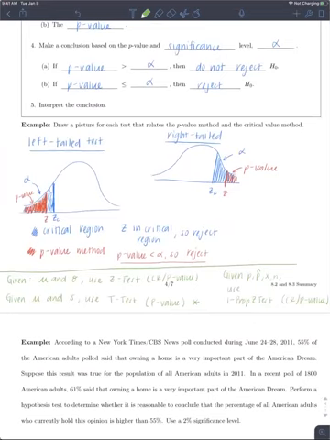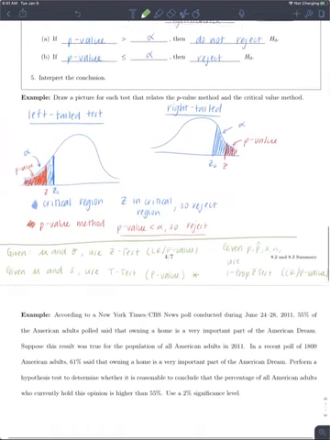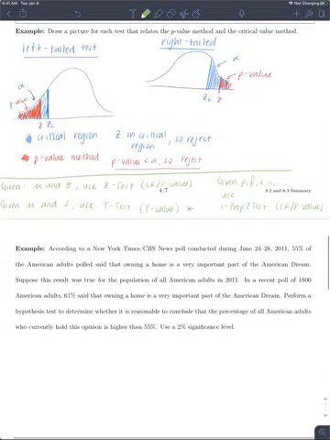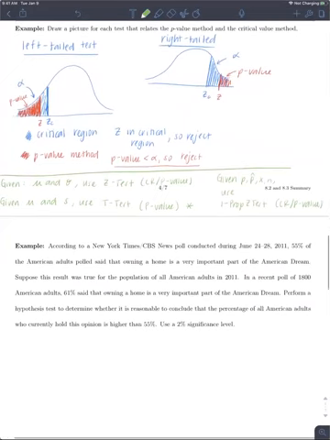So does everybody have this? Can I scroll? Are there any questions about this? I'm gonna start moving this. Okay.